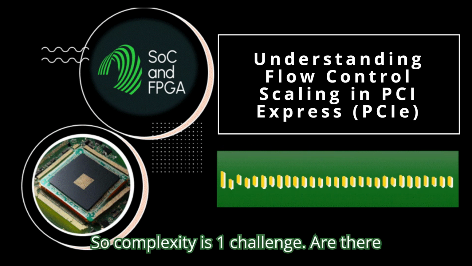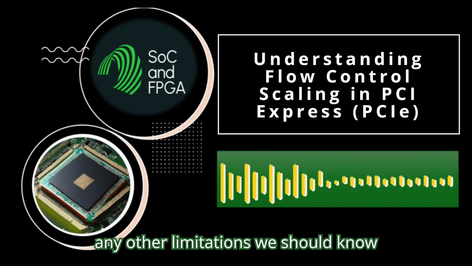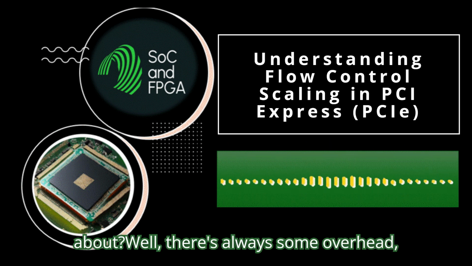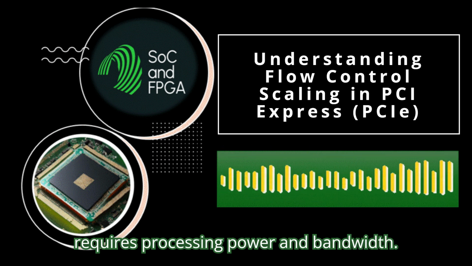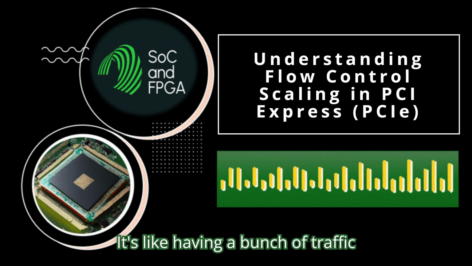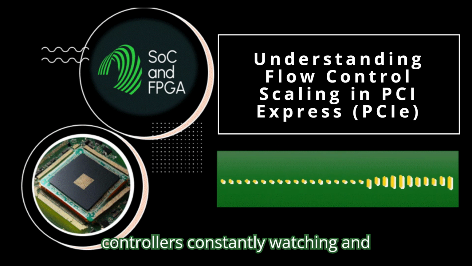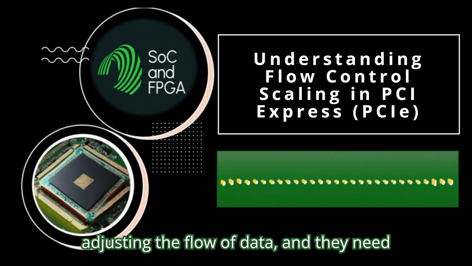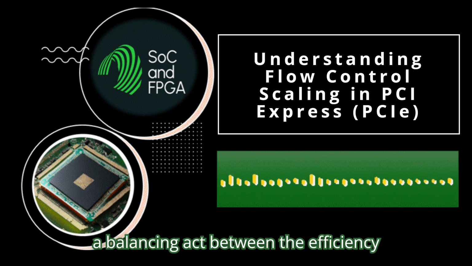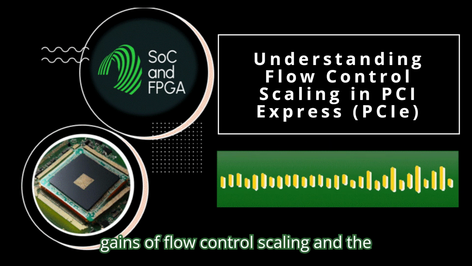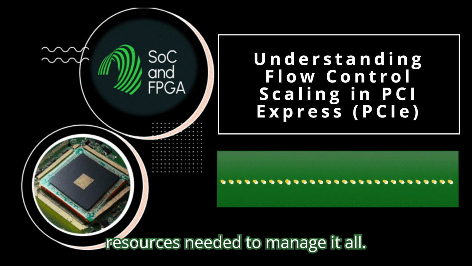So complexity is one challenge. Are there any other limitations we should know about? Well, there's always some overhead, right? All that managing and adjusting requires processing power and bandwidth. It's like having a bunch of traffic controllers constantly watching and adjusting the flow of data, and they need resources to do their jobs. Right, so it's a balancing act between the efficiency gains of flow control scaling and the resources needed to manage it all.